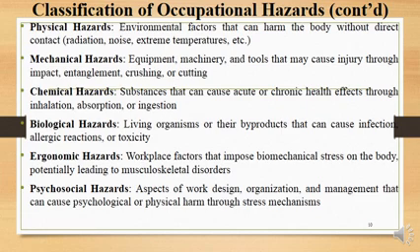Then the mechanical hazard: equipment, machinery and tools that may cause injury through impact, entanglement, crushing or cutting. Chemical hazards are substances that can cause acute or chronic health effects through inhalation, absorption or ingestion. While biological hazards are living organisms or their byproducts that can cause infection, allergic reaction or toxicity. Ergonomic hazard: workplace factors that impose biomechanical stress on the body, potentially leading to musculoskeletal disorders. Psychosocial hazards are aspects of work design, organization and management that can cause psychological or physical harm through stress mechanisms.